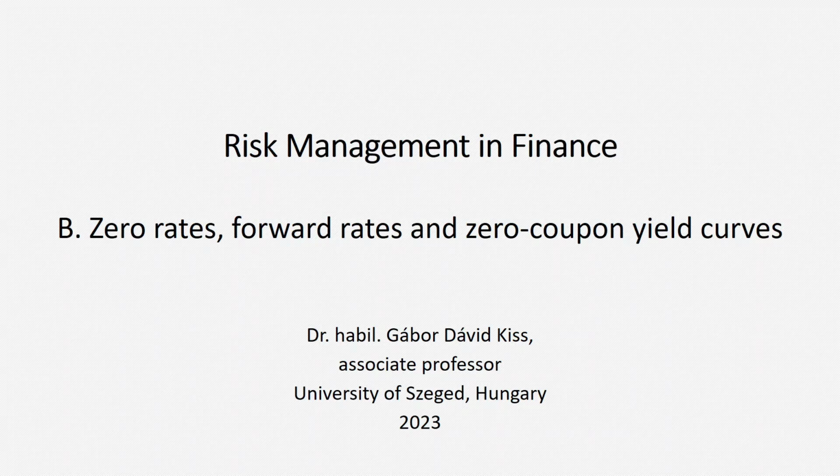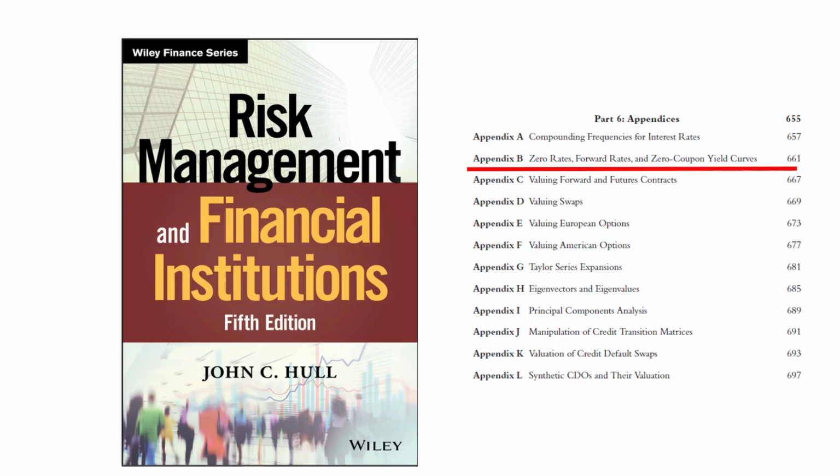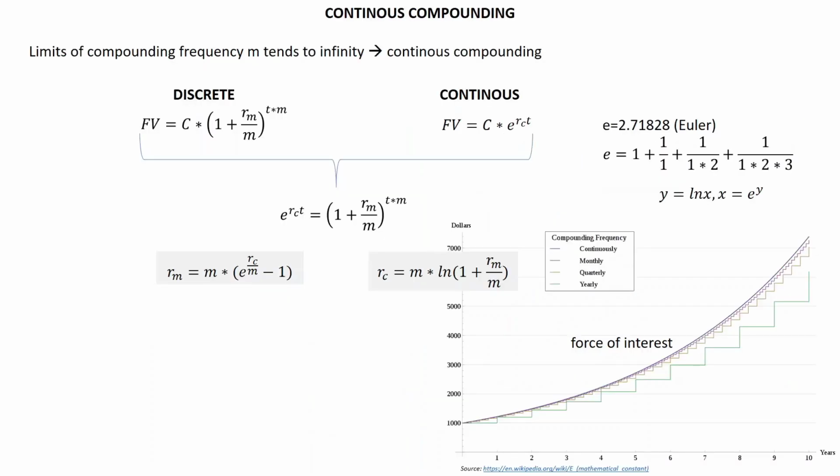Zero rates, forward rates and zero coupon yield curves. Finally, we will do some interesting calculation, not just sitting here. Appendix B contains many things, and from last week we can see what kind of discrete and continuous functions we can identify. So let's start to build up some stuff like this.